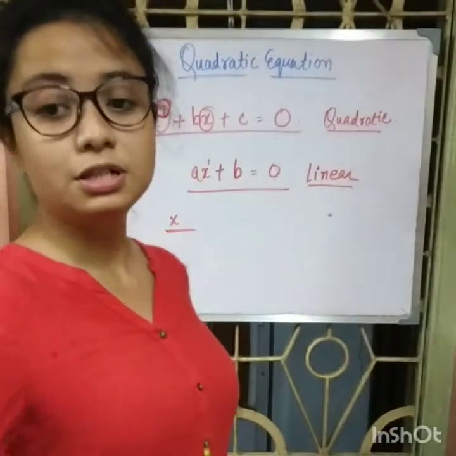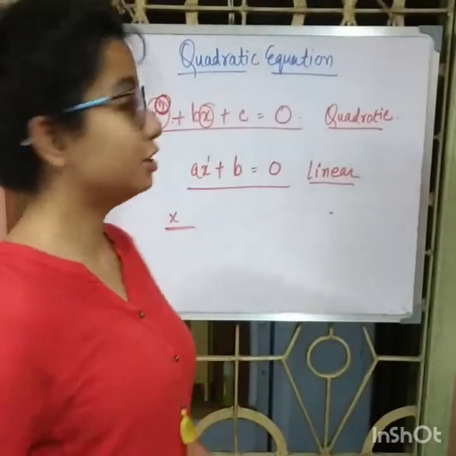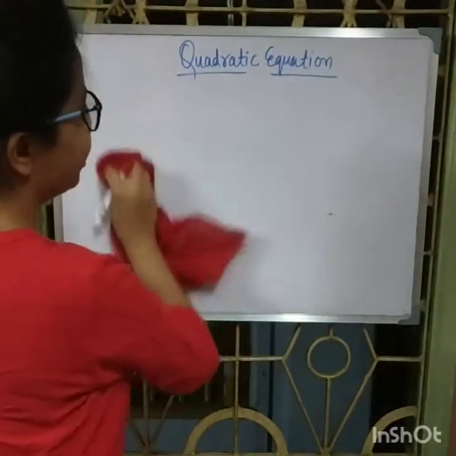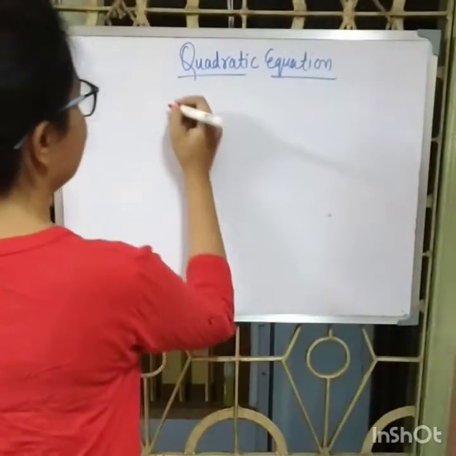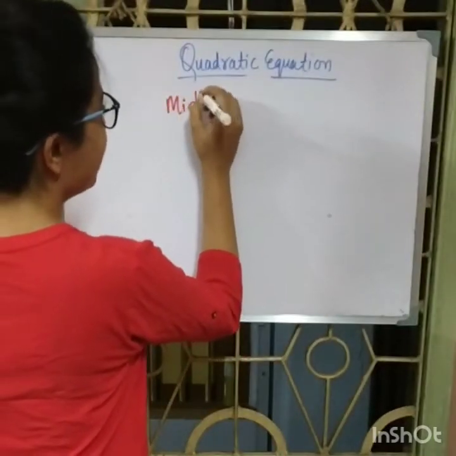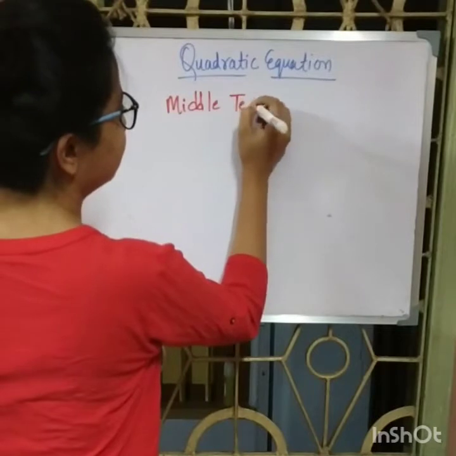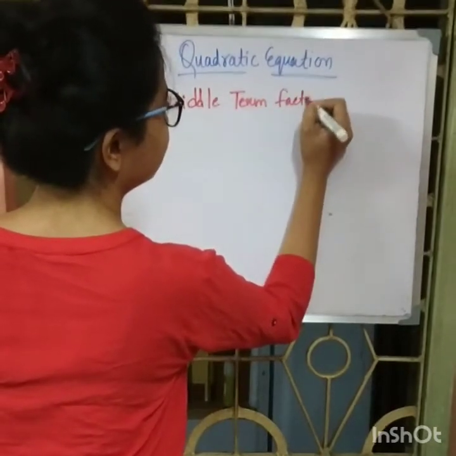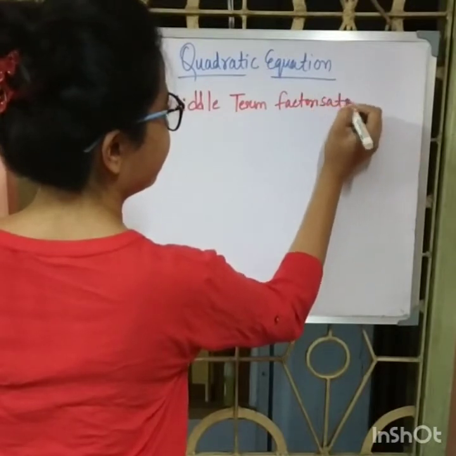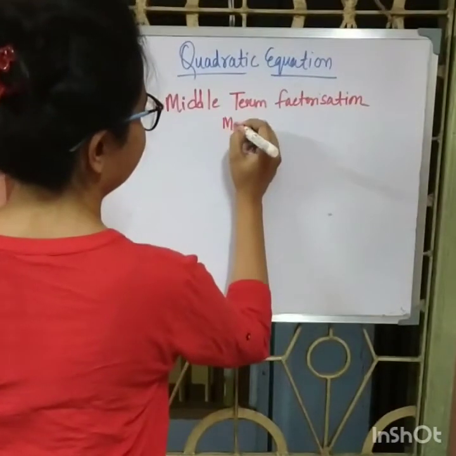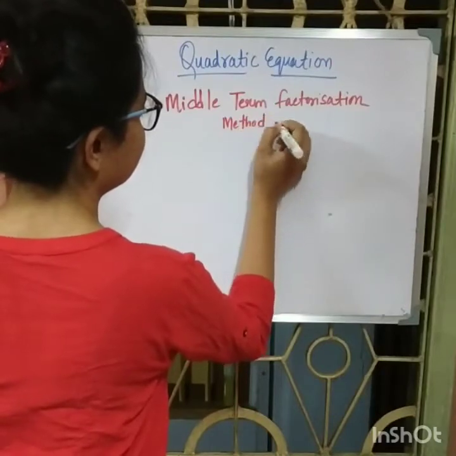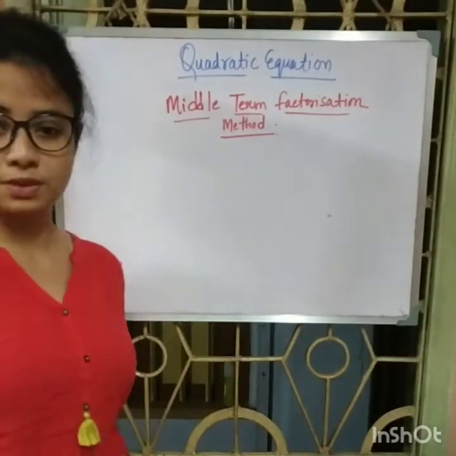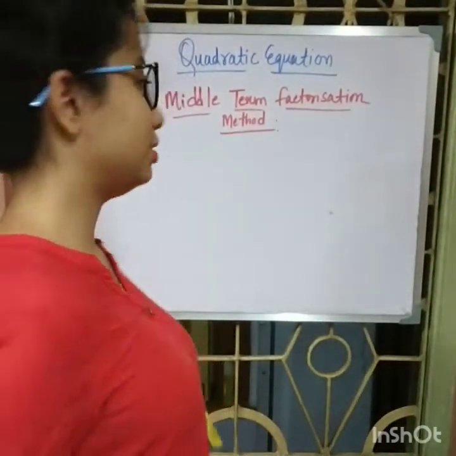First, we learn the simplest method, the middle term factorization method, to solve a quadratic equation. This is the first part we are going to deal with.